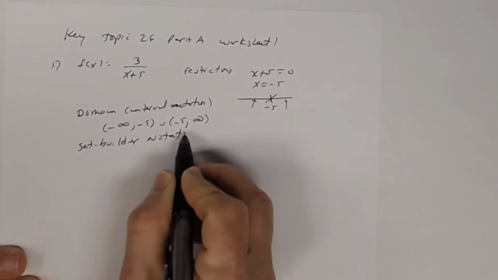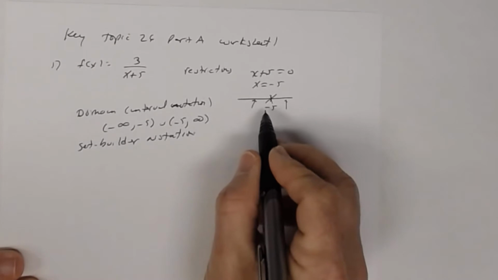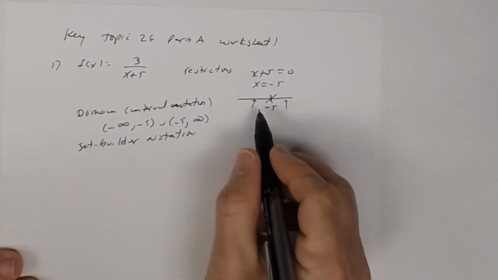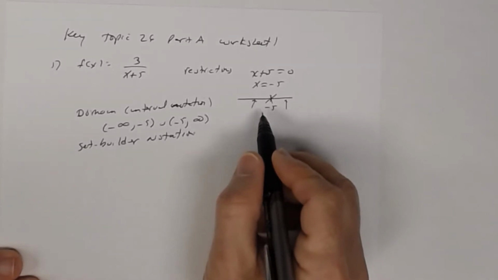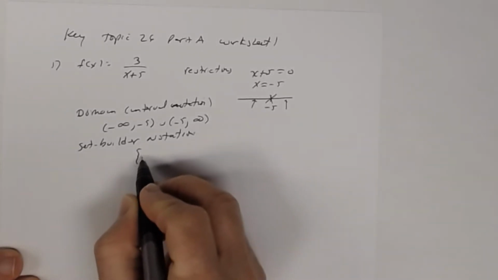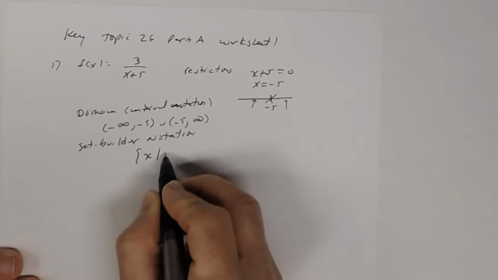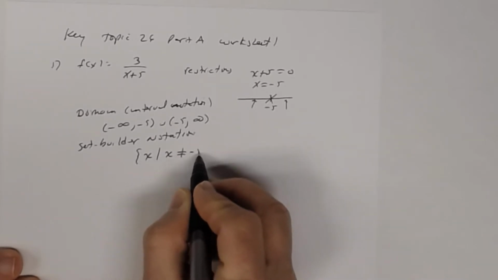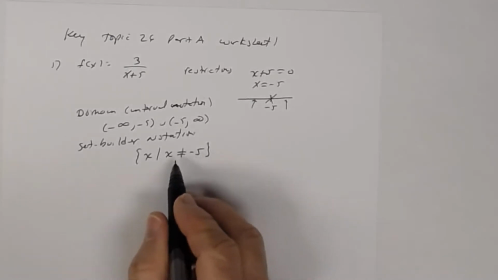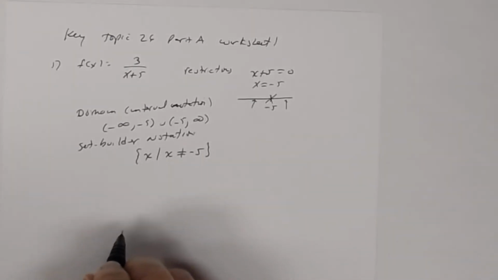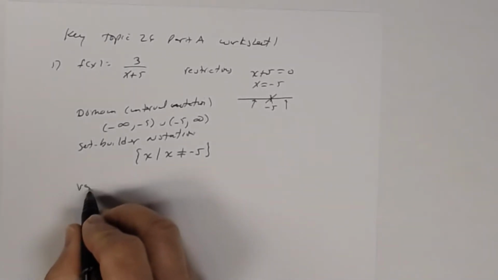All right, now in set builder notation, you're going to say this. So think about what we just talked about earlier. We said that the domain would be every real number except negative 5, right? So you're going to write it like this: the set of x's such that x does not equal negative 5. And that's it. All right, so any real number except negative 5. That's what that says. Okay, now let's talk about the vertical asymptotes.